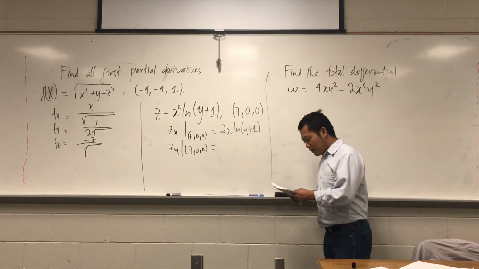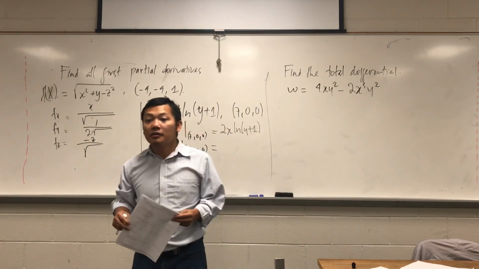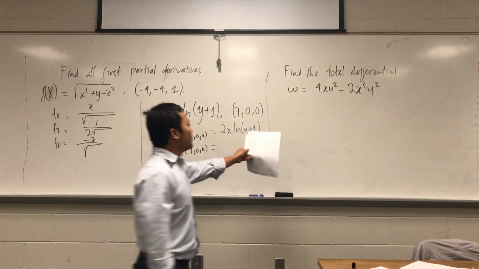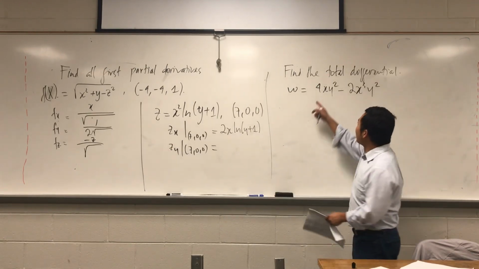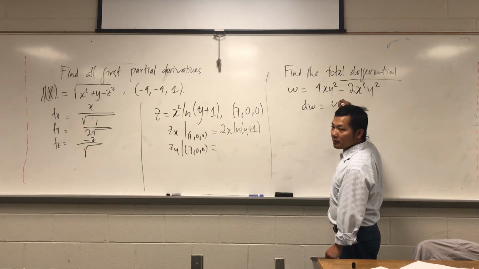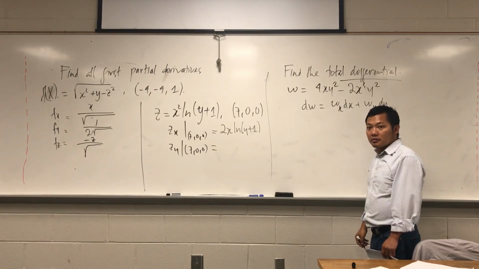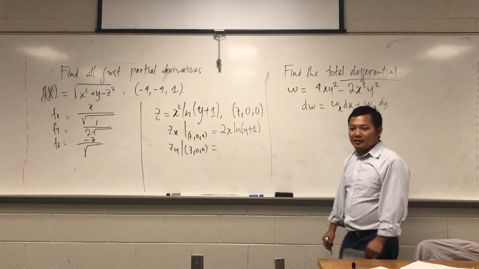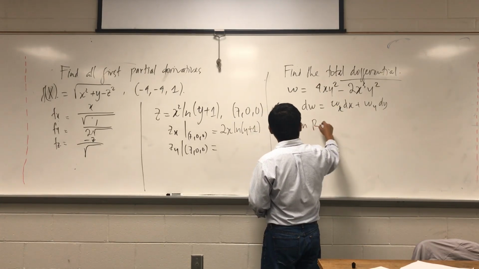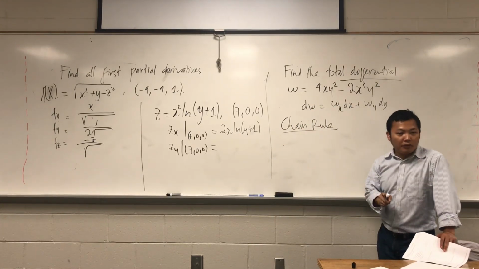And the next question is about the chain rule. I repeat again, the chain rule is different. For total differential, that means you have to find dw equal to wx dx plus wy dy. And here's what you asked: the chain rule. I remind you again, don't use the wrong formulas.